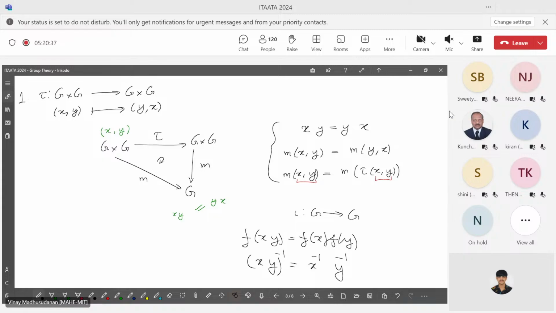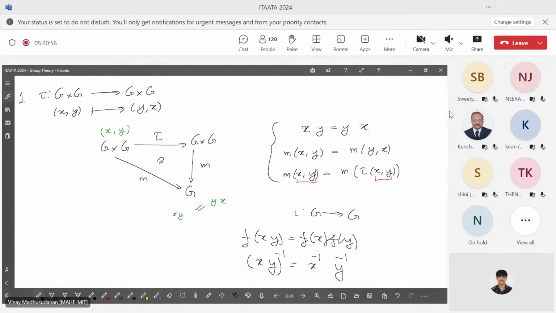Or even if you say that two elements x and y satisfy this property, locally, it means they commute with each other. So if all elements satisfy this property, the group is commutative. Okay.